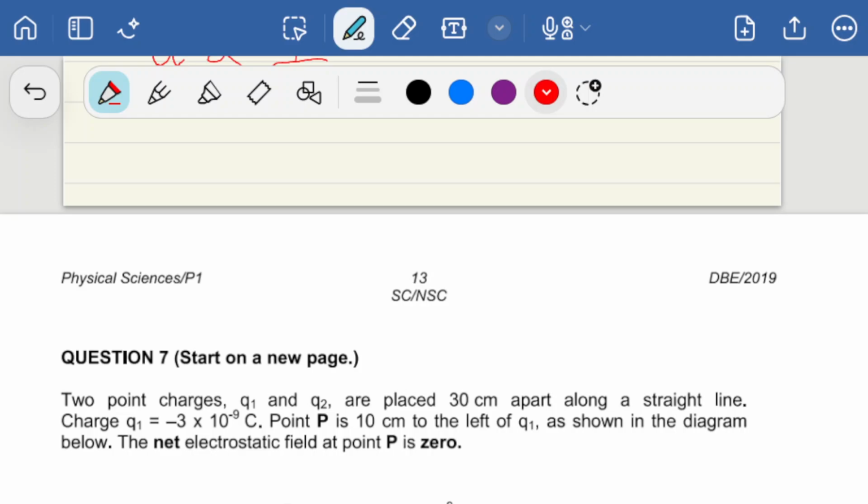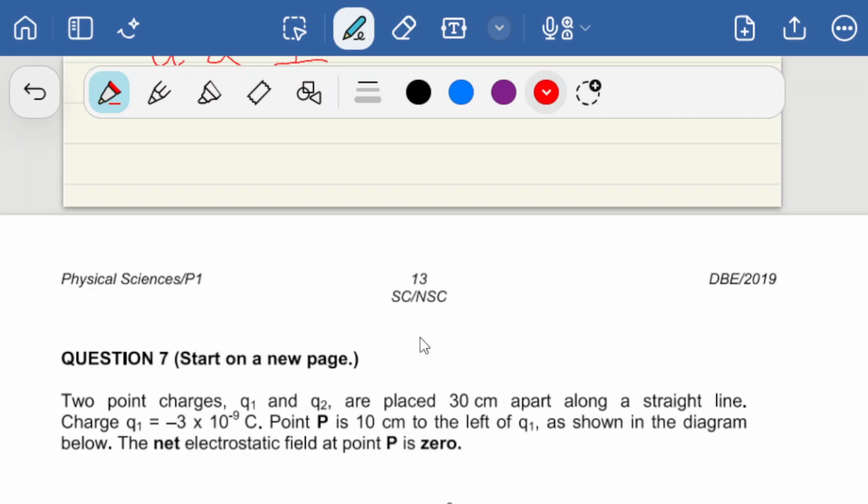This one looks like it's a 2019 NSC, meaning it's a June paper. How do they call this one? NSC June. It's a full exam, but by June, so it's 2019 June.